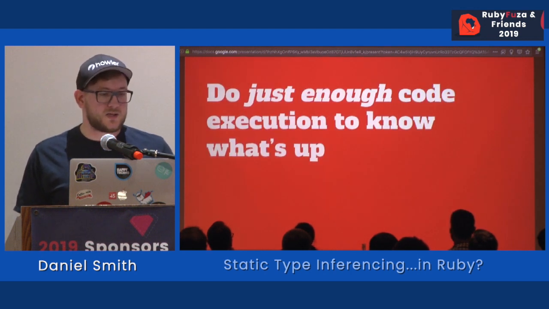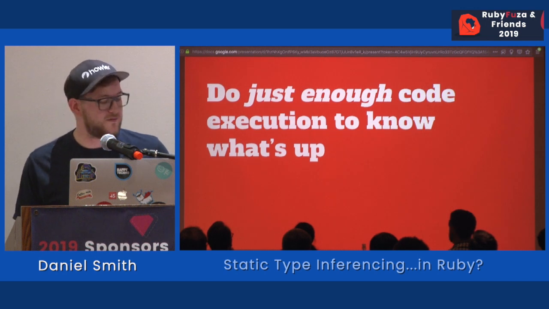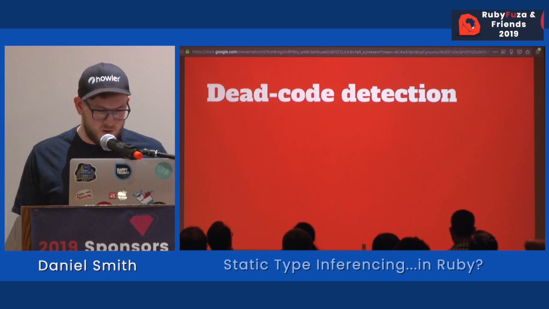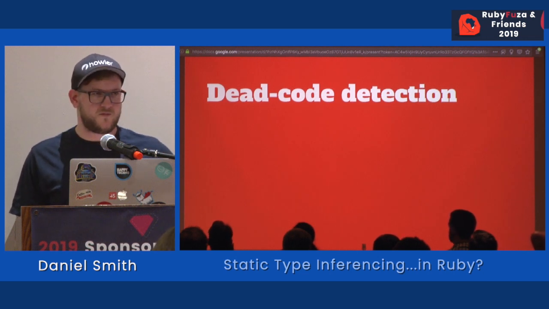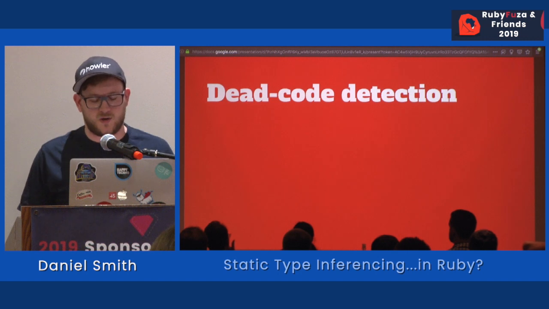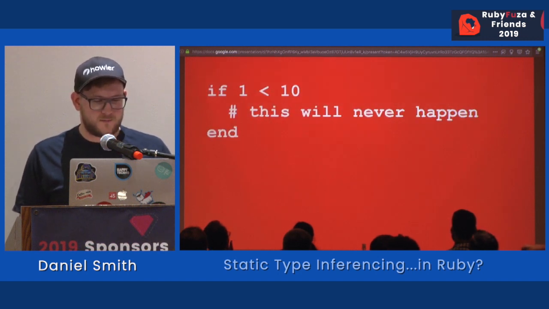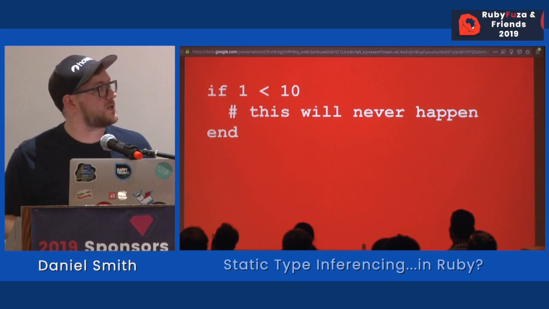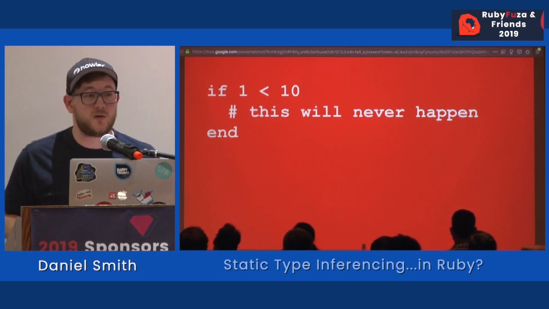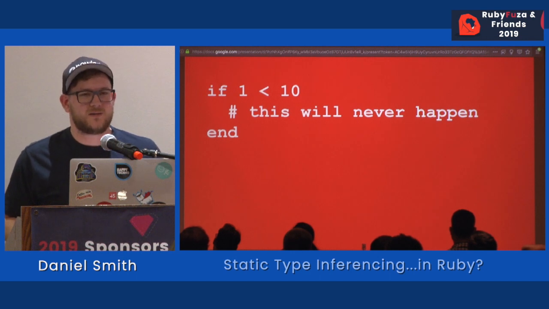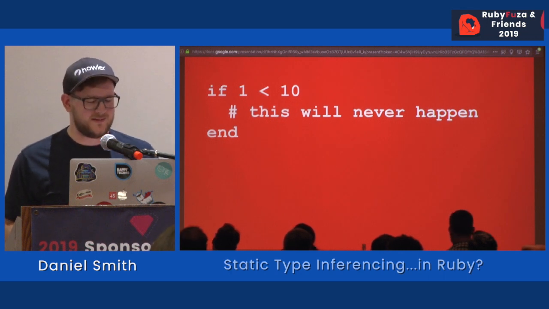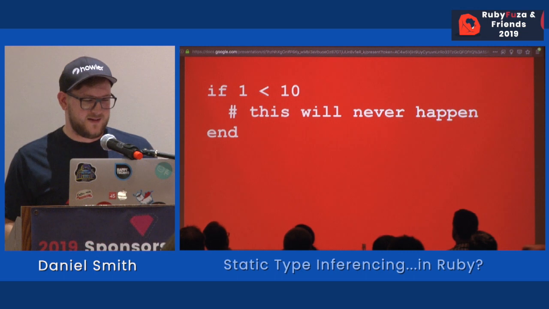Basically you just have to do just enough execution to know what's up, and then we can also do dead code detection. Like this, if true, the else part's never going to run. Or if you do something like this, I did this when I was learning how to program once. I did 1 less than 10. I spent an hour, I didn't know what was going on, but it turns out my variable name was L, and my font made L's and 1's look the same.